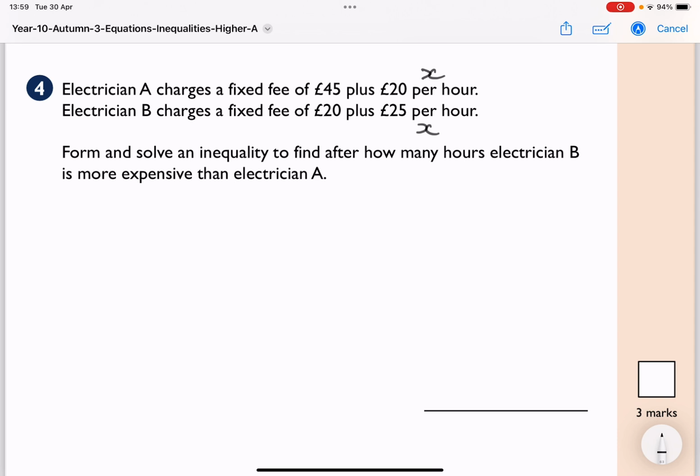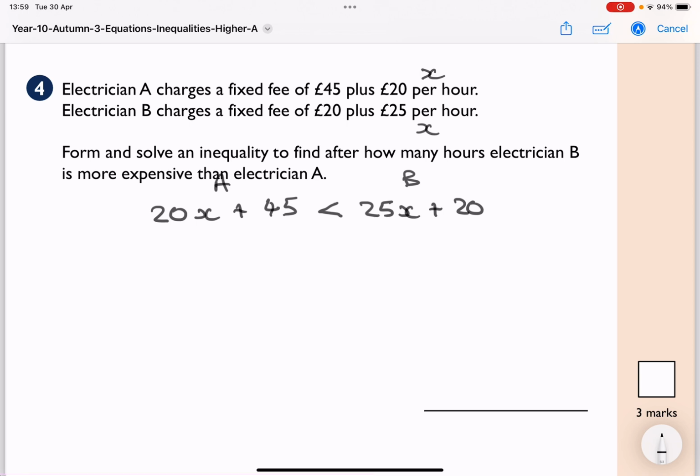So electrician A is going to be 20 lots of X. So that's how much he charges per hour, plus the £45 fixed fee. Then I've got electrician B, which is 25x plus the fixed fee of 20. It says form and solve an inequality to find after how many hours electrician B is more expensive than electrician A. So what I want to do is to find when B is bigger than A. And then what I've got to do is solve the inequality.